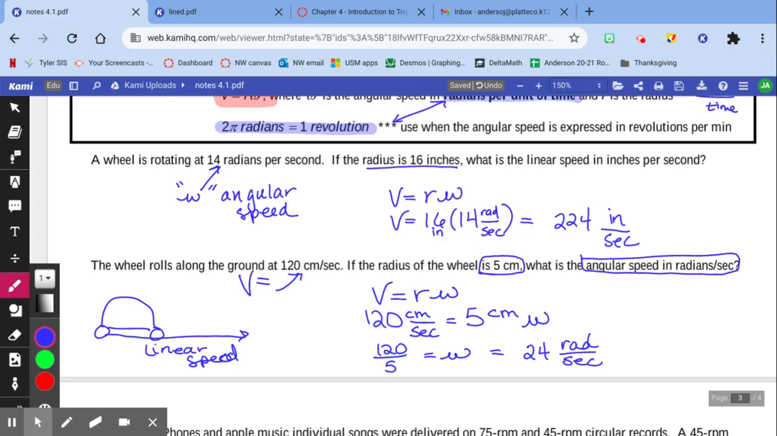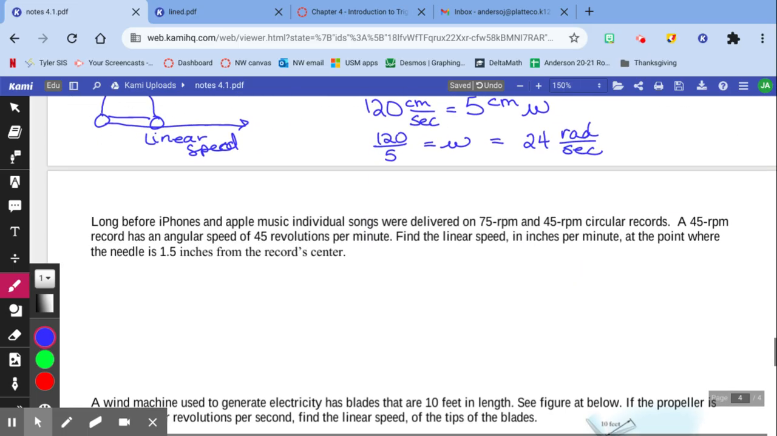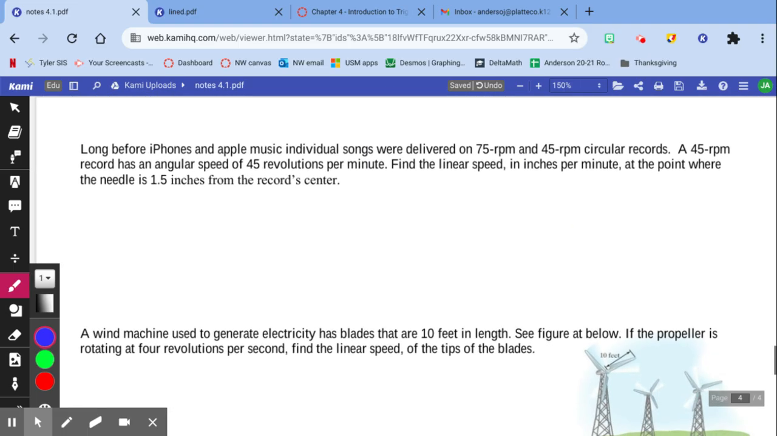So again, just working backwards and understanding what are the values that they are giving you and where does that go in the equation that I'm working with. Let's step it up a little bit here.